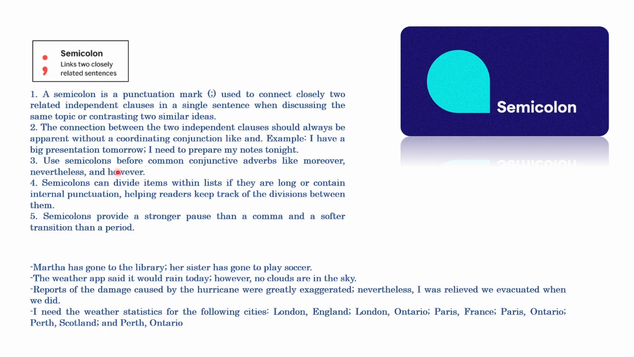Use semicolons before conjunctive adverbs like moreover, nevertheless, and however. A semicolon can divide items within a list if they are long or contain internal punctuation, helping readers keep track of divisions between them. Semicolons provide a stronger pause than a comma and a softer transition than a period.